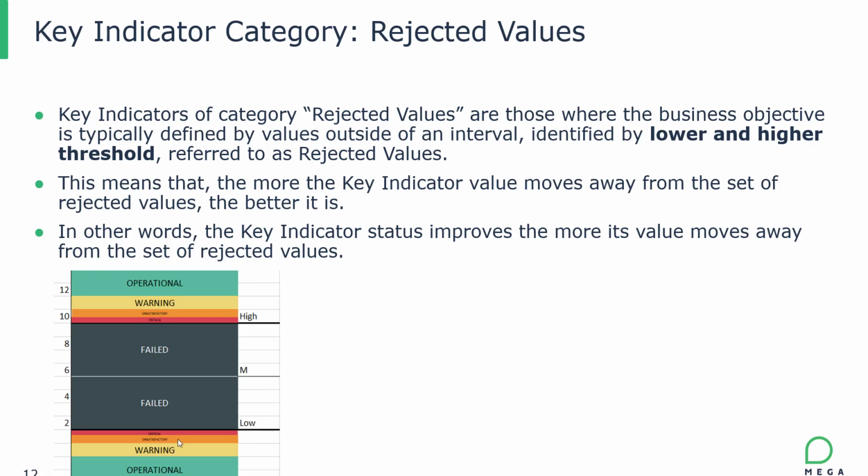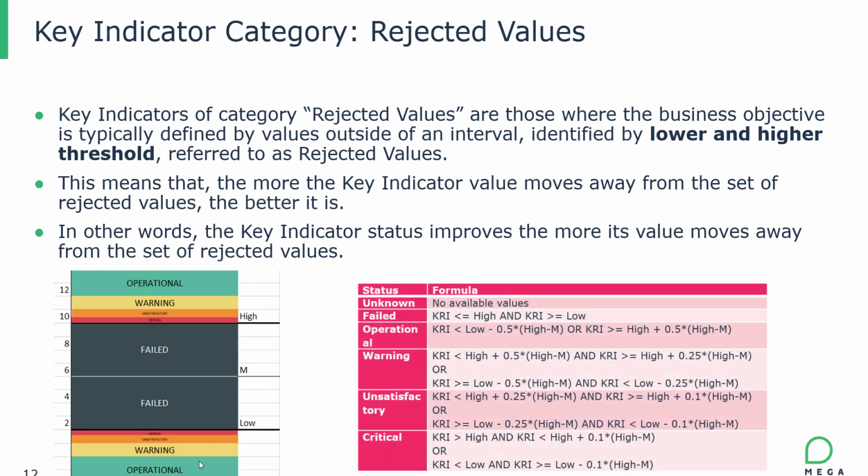Same goes the other way around. So the more the value of the indicator becomes smaller than the lower threshold, the better it is for the indicator status. And as done for the other categories, also in this case, we provide detailed information regarding the mathematical formulas implemented to compute the status of the indicator for the rejected values category.